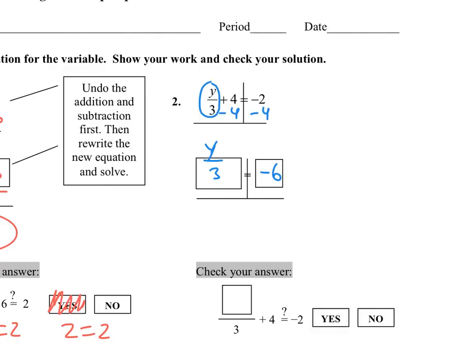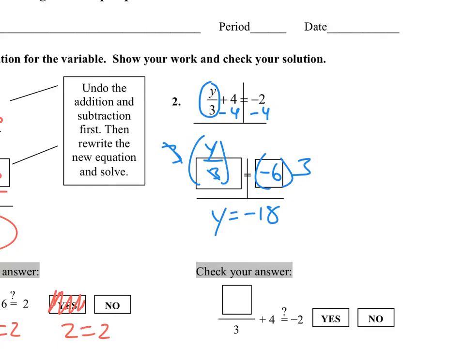Then at this point, I'm going to take care of my multiplication and division. I'm dividing by 3, so the opposite of dividing by 3 is multiplying by 3. So I'm going to multiply both sides of the equal sign by 3. Dividing by 3 and multiplying by 3 cancel out. So I come up with y equals, what's negative 6 times 3? Negative 6 times 3 is negative 18.